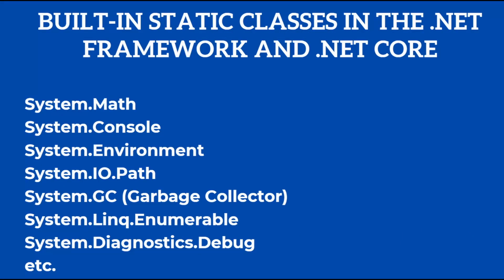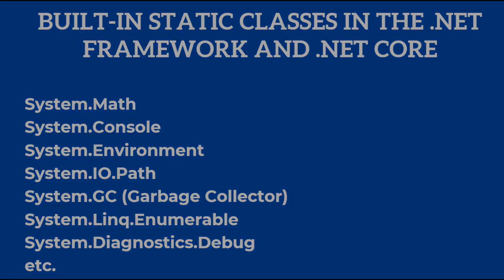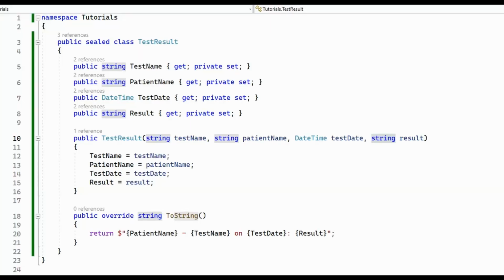For example, in C#, the Math class is a static class because it serves as a collection of mathematical functions that don't really need an object to be instantiated in order to get access to these functions. Now let's take a look at some code examples. The first one demonstrates the use of the sealed class.